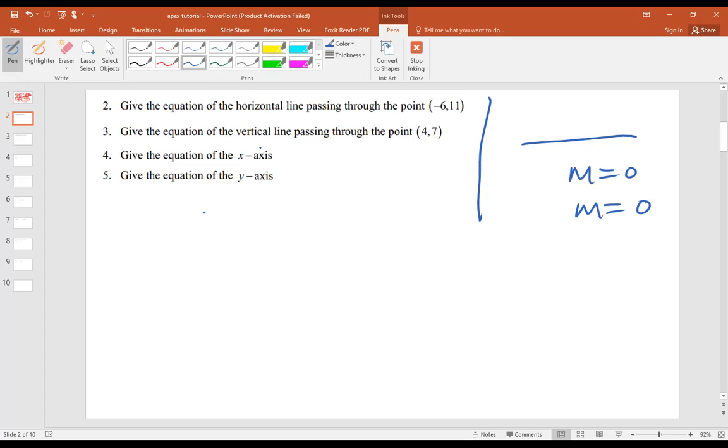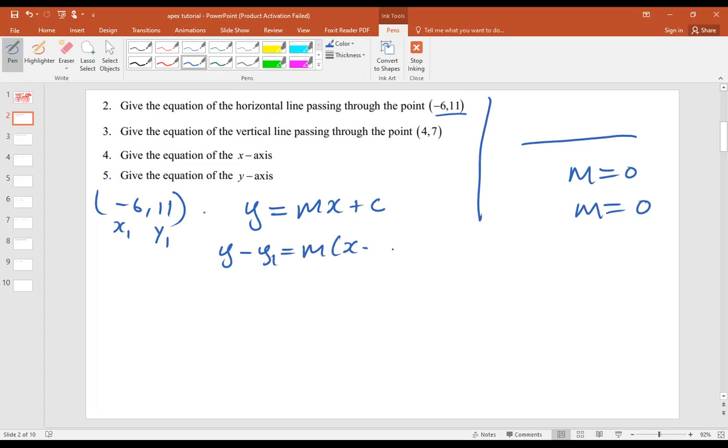Okay. So in this question, we've been given x1 and y1. So we have -6, 11. So my x1 will be this one, y1 will be this one. The equation of a straight line is given by y is equal to mx plus c. So you can either use this one if you know that it's cutting the y-axis at some point, and you also know the value of c, or you use y minus y1 is equal to m times x minus x1.